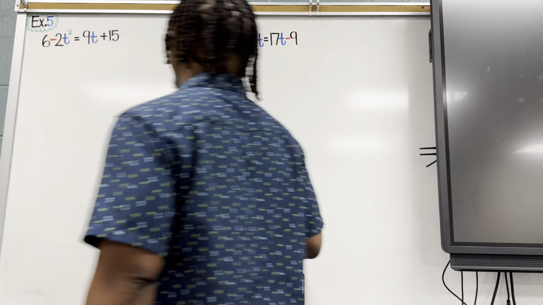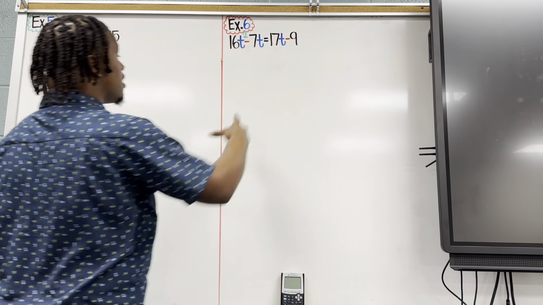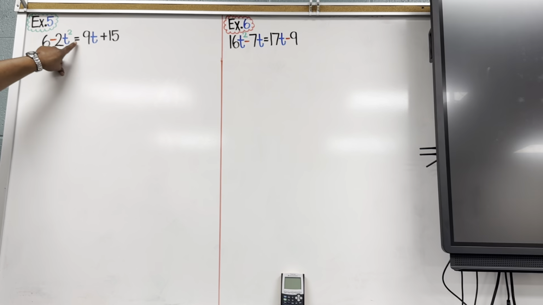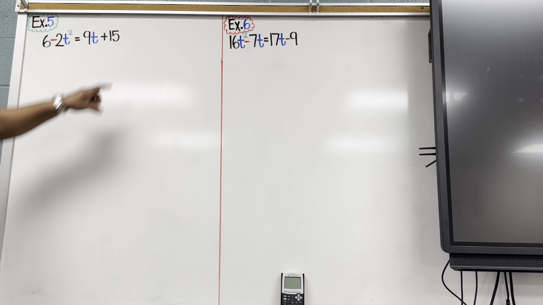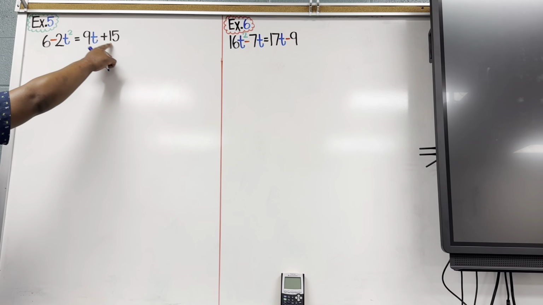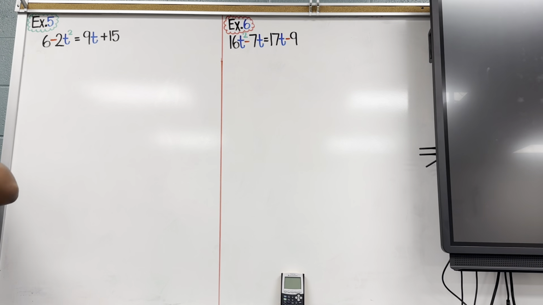Today I want to go over example 5 and example 6 of solving quadratic equations by using the quadratic formula. Let's start off with example 5. We have 6 minus 2t squared equals 9t plus 15. What we want to do is move everything to one side because we want the whole quadratic equation to equal 0, and that's how we're going to find the x's or the roots. So we're going to move 9t and 15 to this side. Let's go ahead and do that.